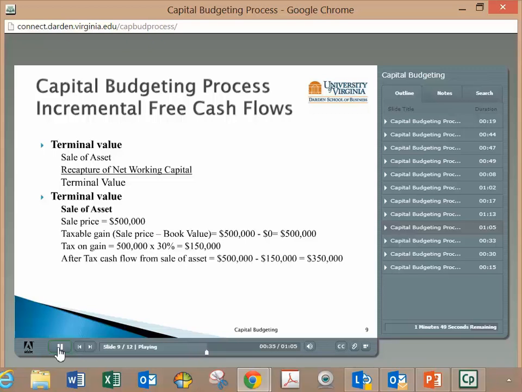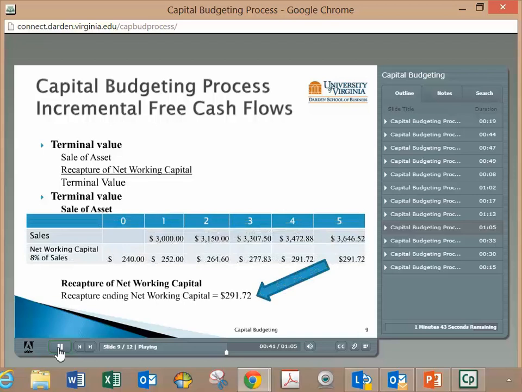The next item is the recapture of net working capital. Here we will assume that we recapture the ending net working capital of $291.72. Note that there are no tax effects for the recapture of net working capital. Assuming that we recover all operating cash, collect all accounts receivable, sell off inventory, pay off accounts payable and accrued expenses, all at book values, there will be no tax effects.